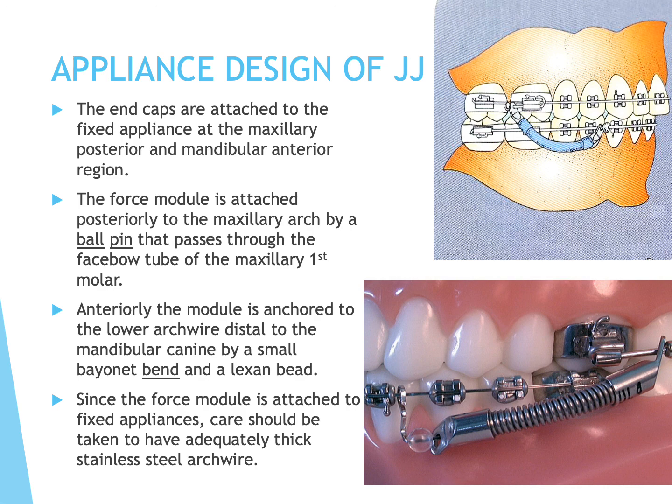The end caps are attached to the fixed appliance at the maxillary posterior and mandibular anterior region. The module is attached posteriorly to the maxillary arch by a ball pin that passes through the headgear tube of the maxillary first molar. Anteriorly, the module is anchored to the lower arch wire distal to the mandibular canine by a small Bionator band and a Latson bead. Since the module is attached to previously placed fixed appliances, care should be taken to have an adequately thick arch wire.